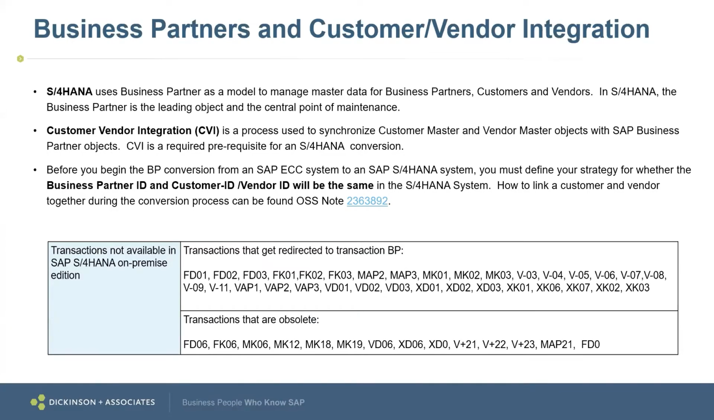Here's a definition slide really for your reference. The key things that I want to highlight here is that CVI is a prerequisite for the S/4HANA conversion, and that you'll need to define a strategy for the numbering concept. Also, on the bottom portion of this slide, I list the ECC transactions which are redirected to the business partner transaction, which is BP, and that's for HANA, and those that go away completely. Now let's dive into the CVI process. Next slide.